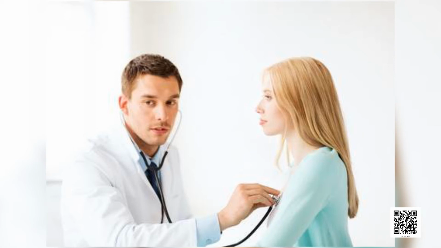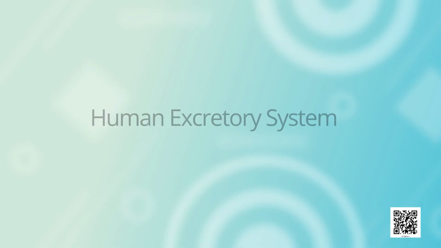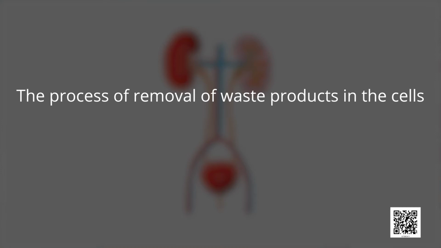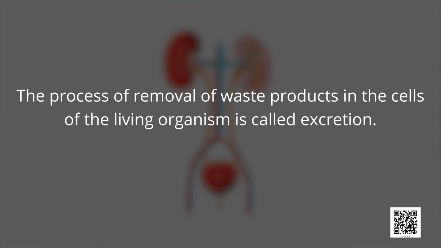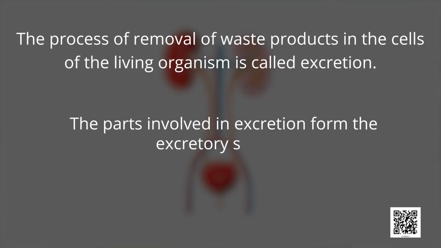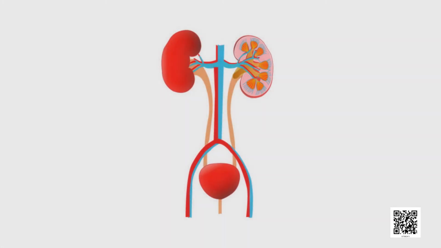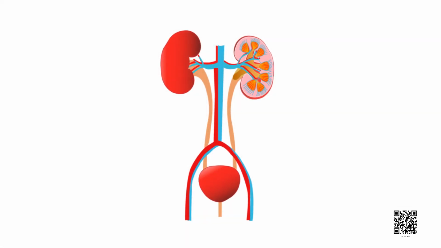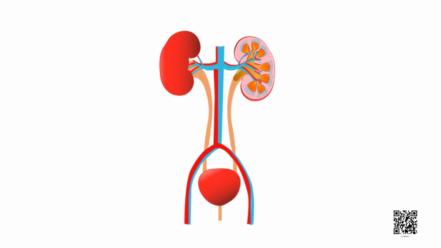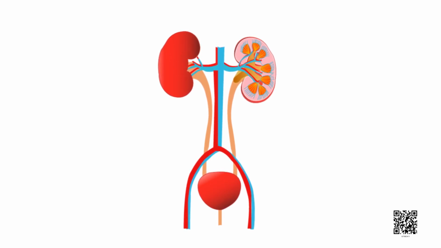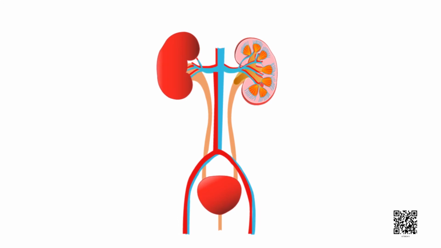Dear students, now let us learn about the human excretory system. The process of removal of waste products in the cells of living organisms is called excretion. The parts involved in excretion form the excretory system. The waste present in the blood has to be removed from the body because it is toxic and hence harmful for our body.